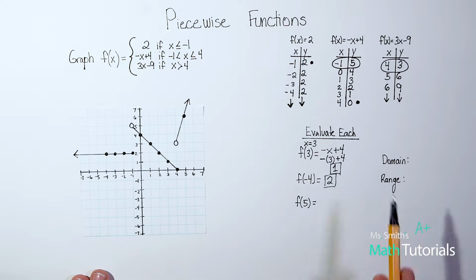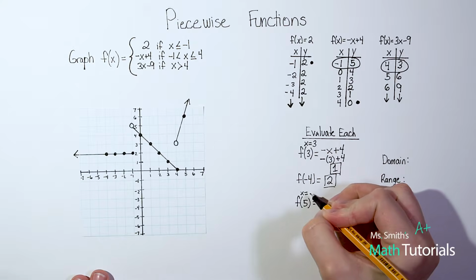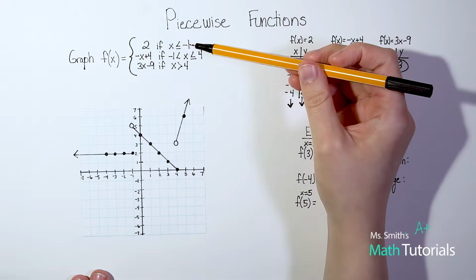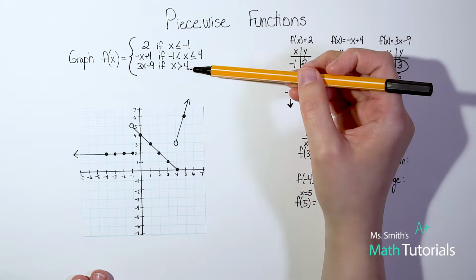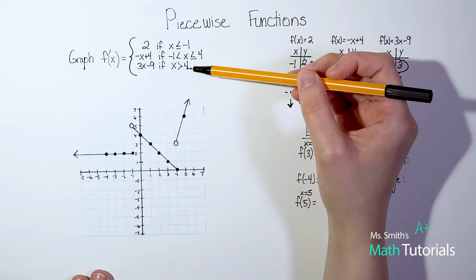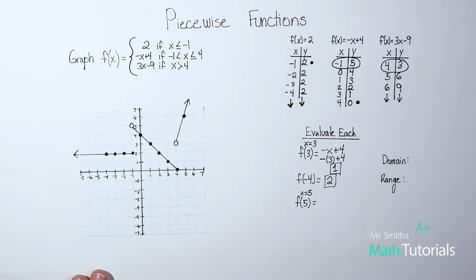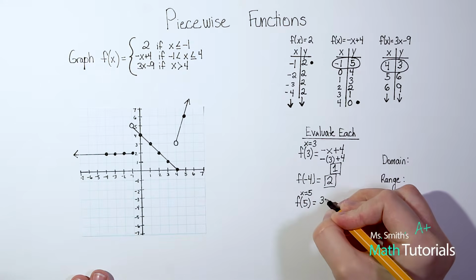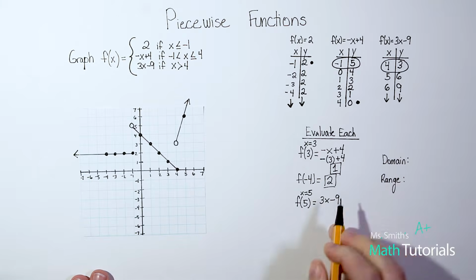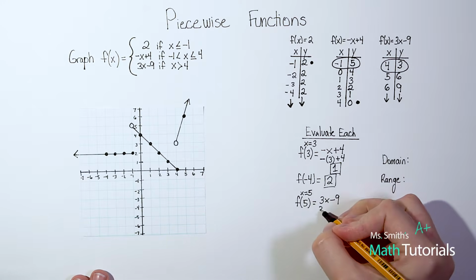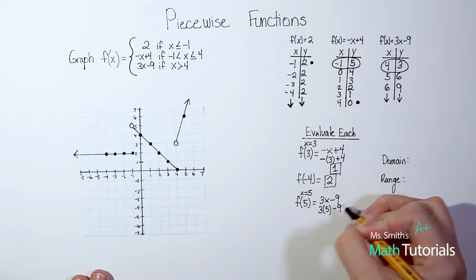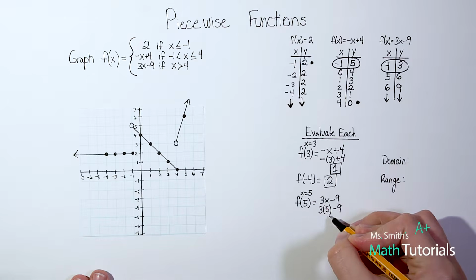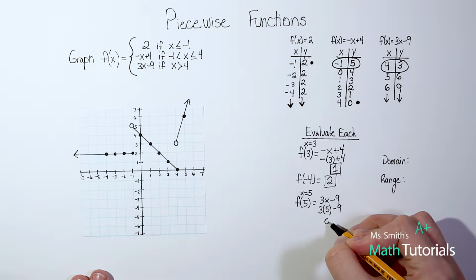And for f of 5, remember, what's in the place of x? 5. So we would want to figure out which equation that would fall into. And hopefully you're looking here, right? Isn't 5 greater than 4? That's the only true statement for 5. So we would want to use this equation right here, 3x minus 9. But remember, what are we putting in the place of x? 5. So 3 times 5 is 15, and 15 minus 9 is 6.